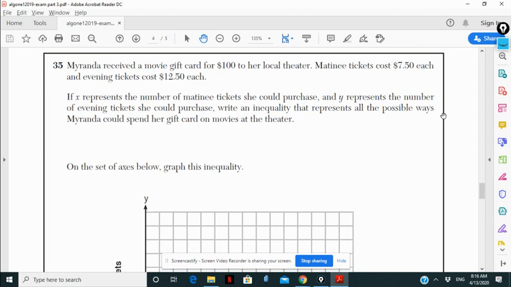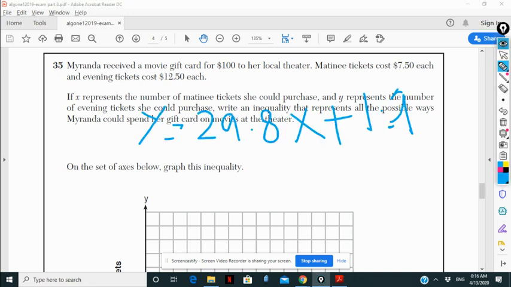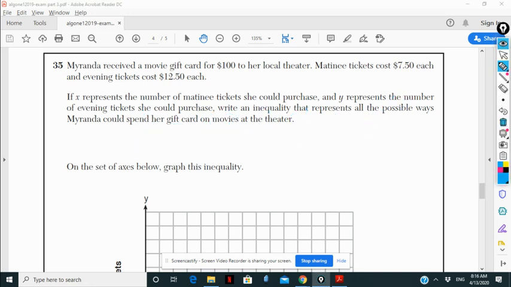Miranda receives a movie gift card for $100 to her local theater. A matinee ticket costs $7.50 each, and an evening ticket costs $12.50 each. If X represents the number of matinee tickets and Y represents the number of evening tickets, write an inequality. Since it's a gift card, I cannot exceed the amount, so it should be less than or equal to 100.